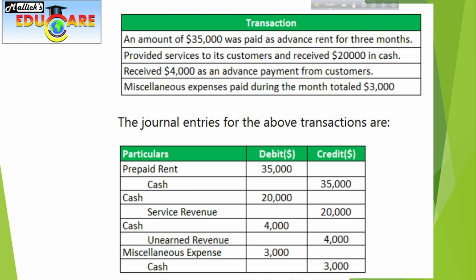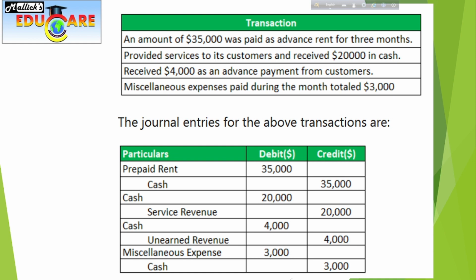An amount of 35,000 was paid as advance rent for 3 months. The journal entry for the above transaction is prepaid rent debit 35,000, cash account credit 35,000.